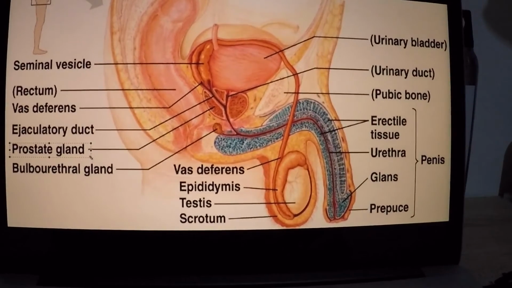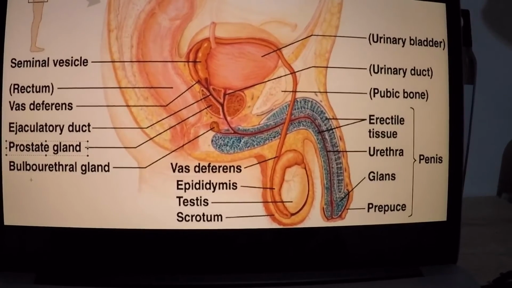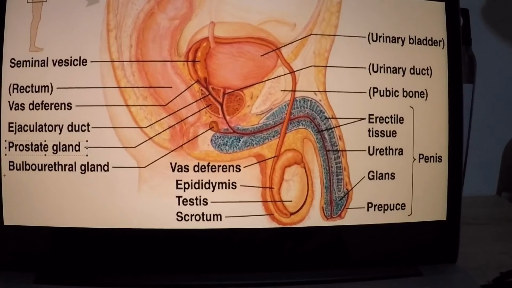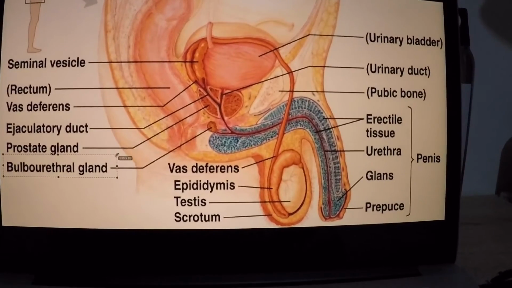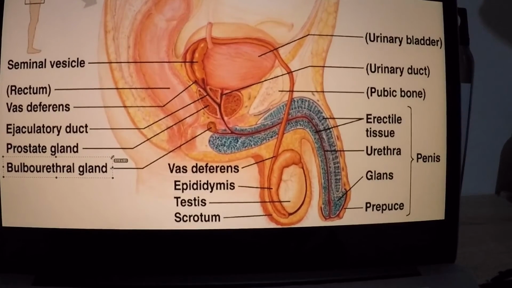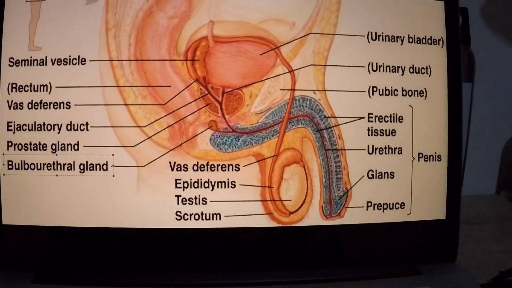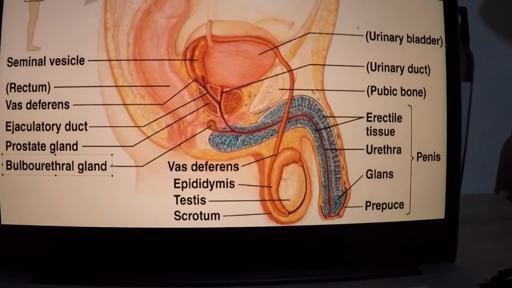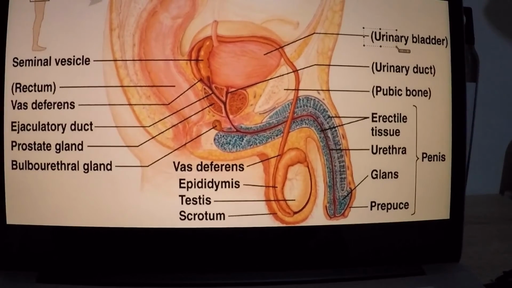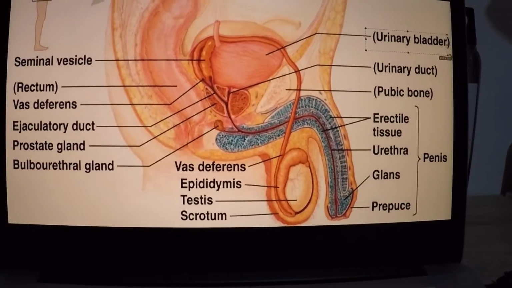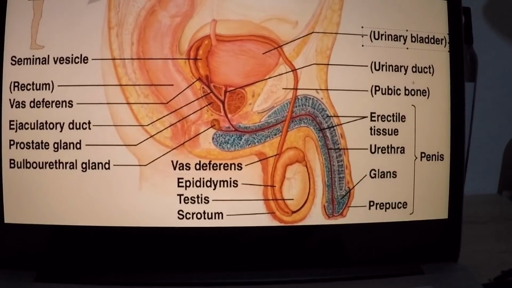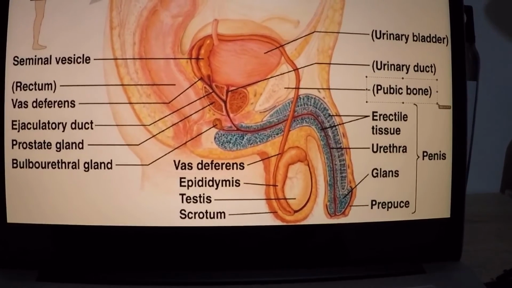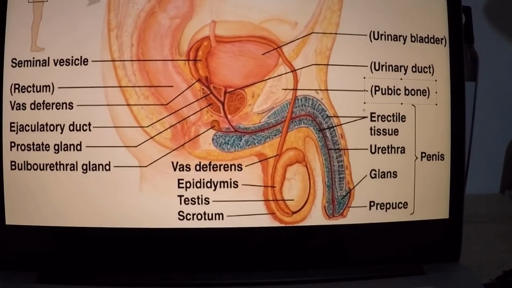Bulbourethral gland, also known as Cowper's gland, is located beneath the prostate gland at the beginning of the internal portion of the penis. They add fluid to semen during the process of ejaculation. Urinary bladder. The bladder stores urine, allowing urination to be infrequent and controlled. Pubic bone supports the body when sitting.